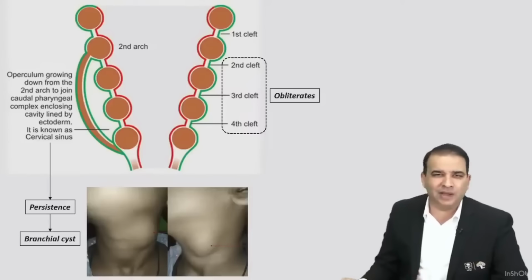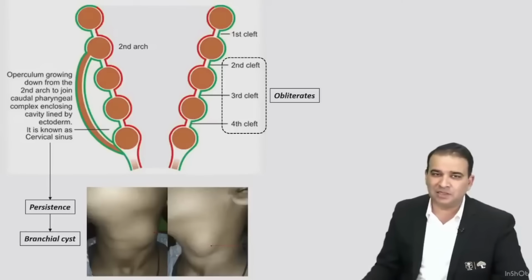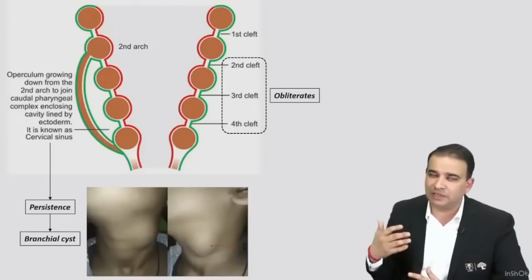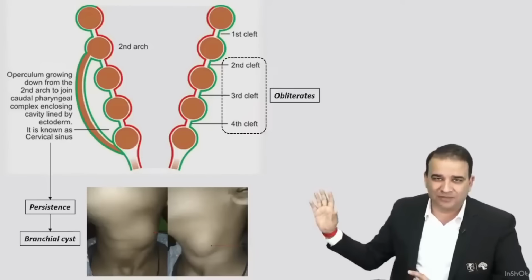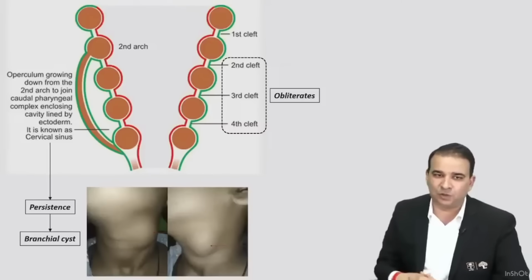They are not problematic unless they are causing any kind of fistula inside or outside. So that's the branchial cyst. If the question is asked, branchial cyst is nothing but the persistent cervical sinus. ये तो मिला हमें second, third and fourth cleft से. That's obliterated cleft. If some remnant is there, that can give rise to the branchial cyst.